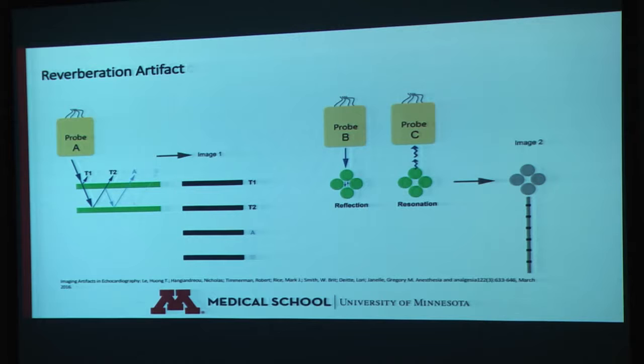If you look at probe B and probe C, those are the different ways that we can form ring down or comet tail artifacts. And those are formed when you have air bubbles in a fluid, and they can either reflect the sound waves or they can resonate.